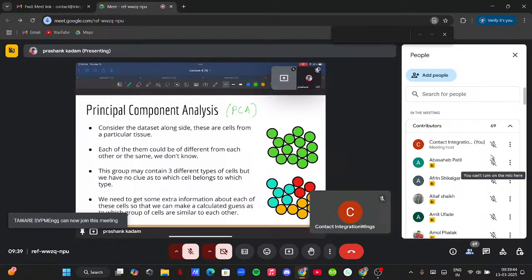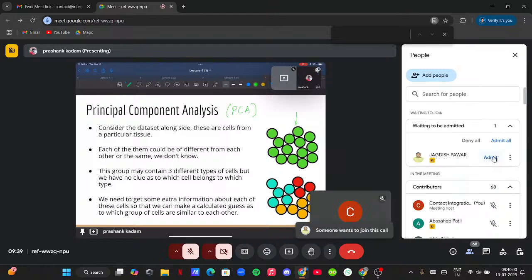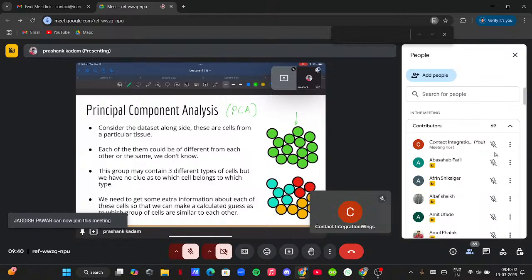So over here, as you can see, we have an image which has some nodes in it. Let's say it's a data set of cells from a certain tissue in a person's body, right? Now, each of them could be different, or they could be the same. Each of these cells could be the same type of cell, or they could be different types of cells. Now, this group may contain three different cell types.